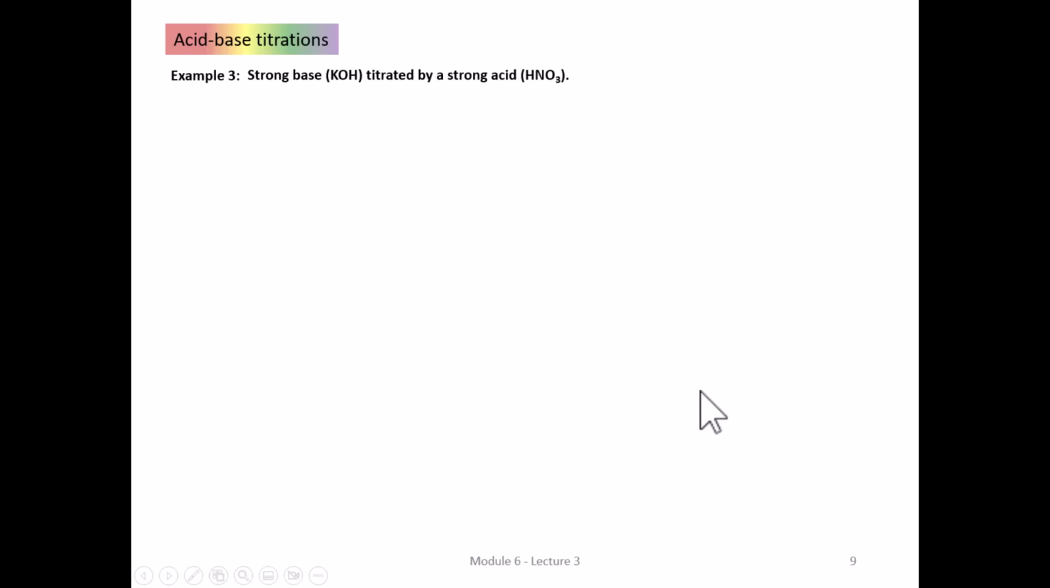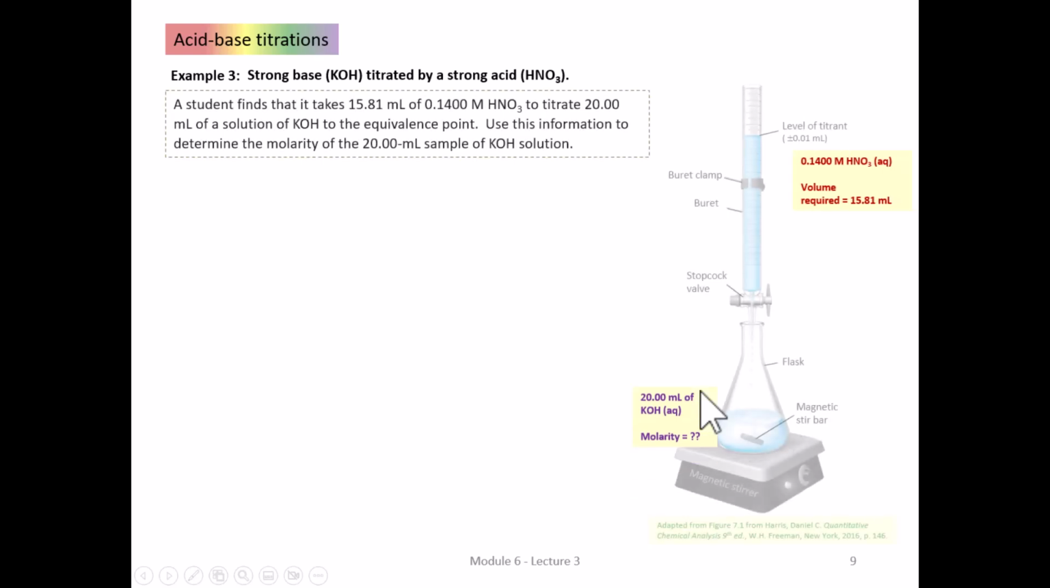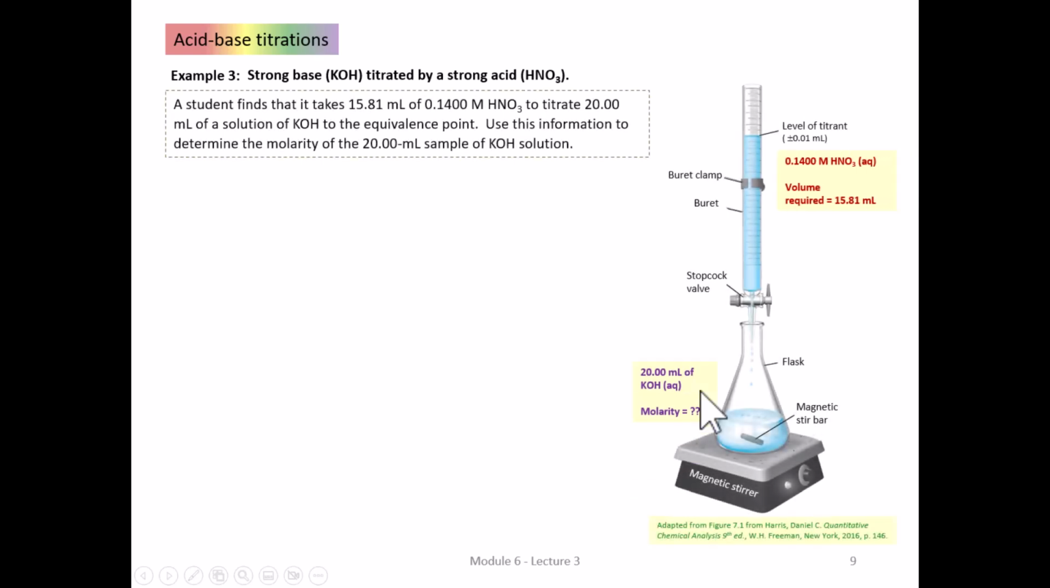Here we have a strong base, KOH, titrated by a strong acid, nitric acid. And let's read the problem. A student finds that it takes 15.81 milliliters of 0.14 molar nitric acid to titrate 20 milliliters of a solution of potassium hydroxide to the equivalence point. We need to use this information to determine the molarity of the 20 milliliter sample of potassium hydroxide.